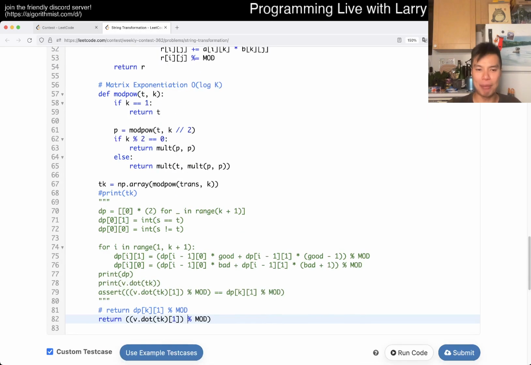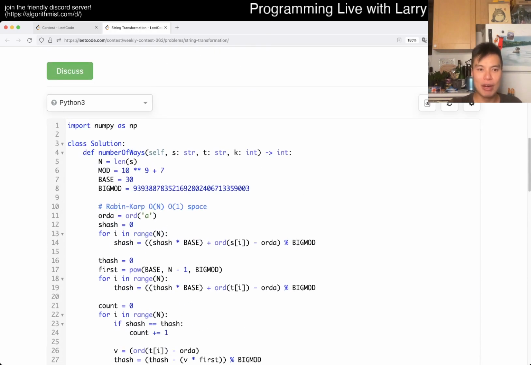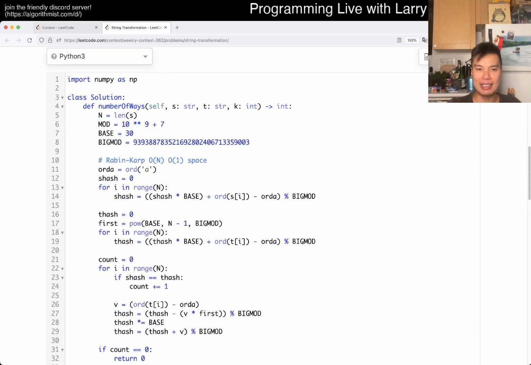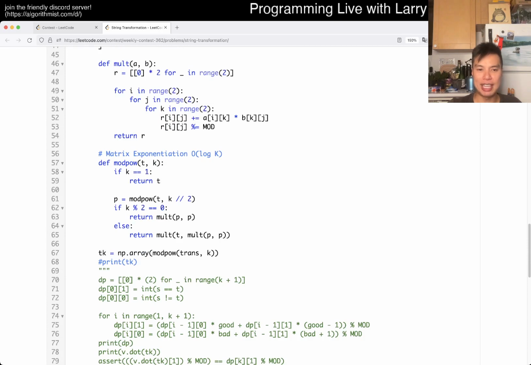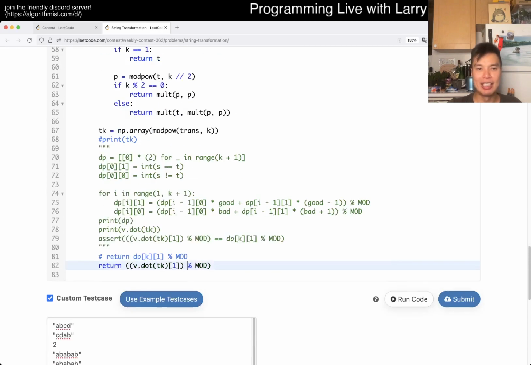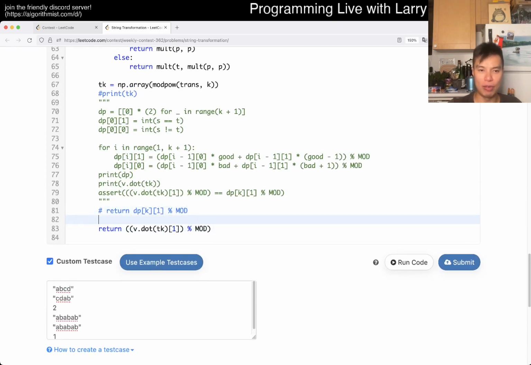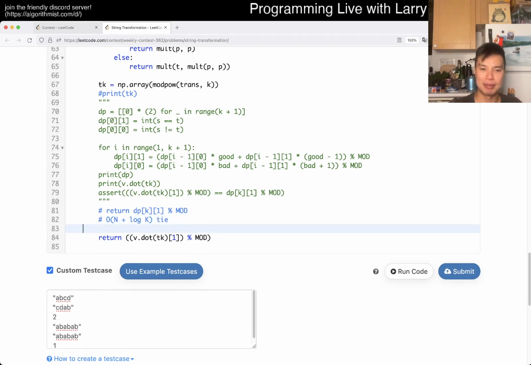And what's the total complexity, right? Well, the hash, like I said, is going to be O of n. The matrix exponentiation is going to be O of log k. So it's actually going to be O of n plus log k. And of course, log k is the number of bits. So this is actually linear time, right?